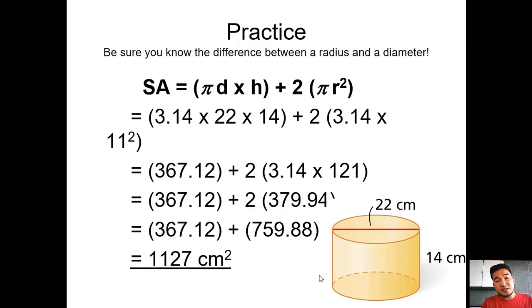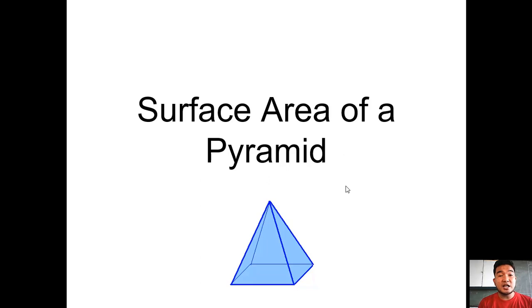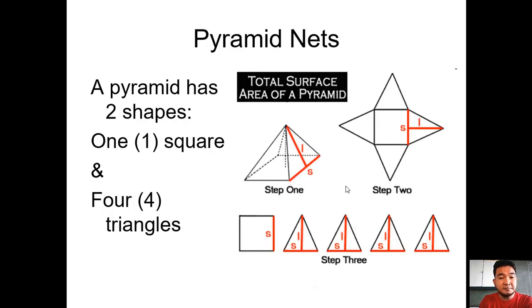square centimeters. A pyramid is another type of solid figure that we have, a special type of solid with only one base. So a pyramid has two shapes: one is the square and four triangles. This is true if the pyramid is a square pyramid.